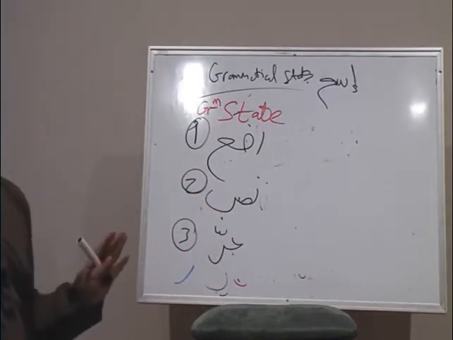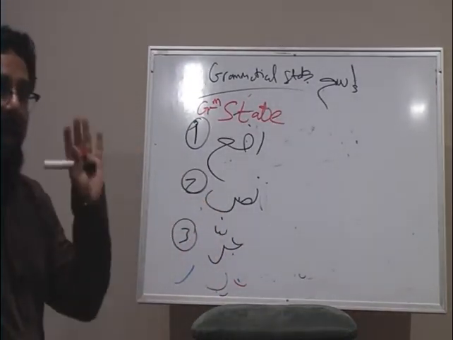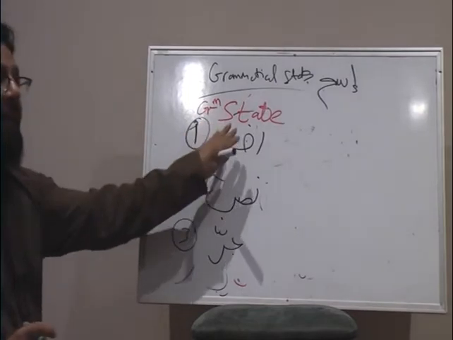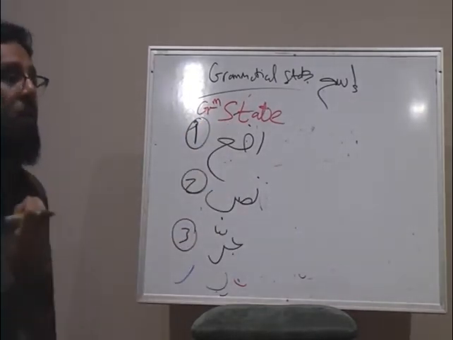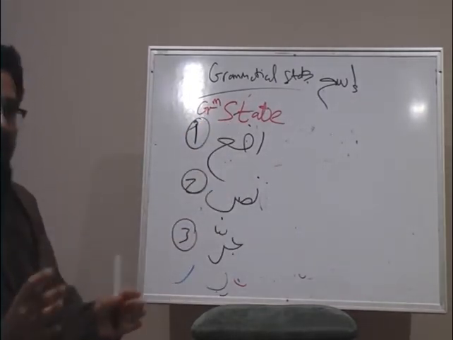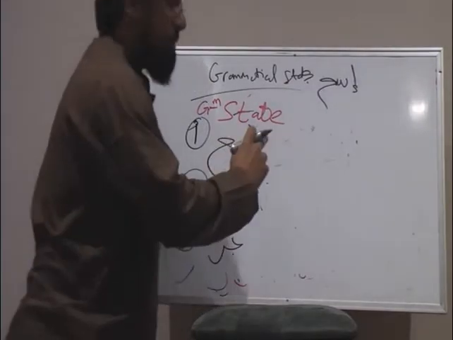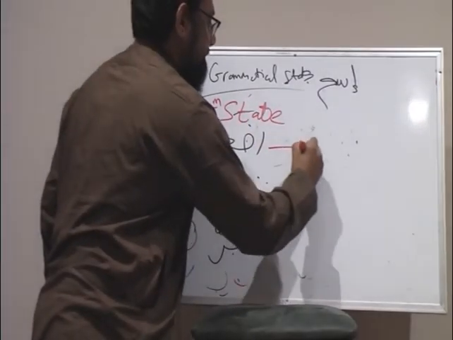There can only be three states. Whenever you see an ism in any of the sentences, it's got to be in one of those three states. Now the question is which one it is. You work out how the state is reflected.